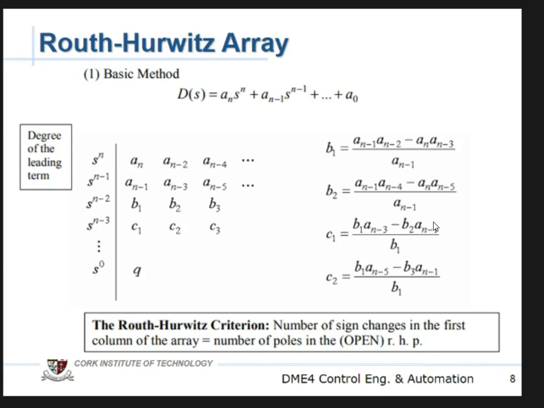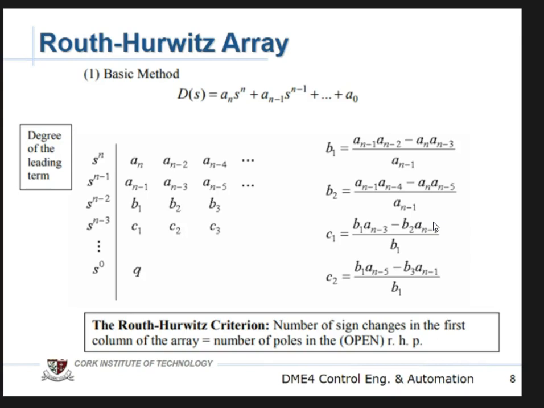Right, and then we're constructing this array. We're starting with the coefficient associated with the highest power, a to the n. The next term, we're skipping one, so it's a to the n, we skip this one, and then we take the next one. So it's the first term, then we skip one, then take the next one, then skip one and take the next one.